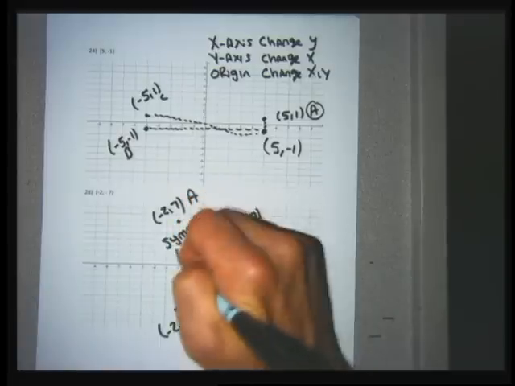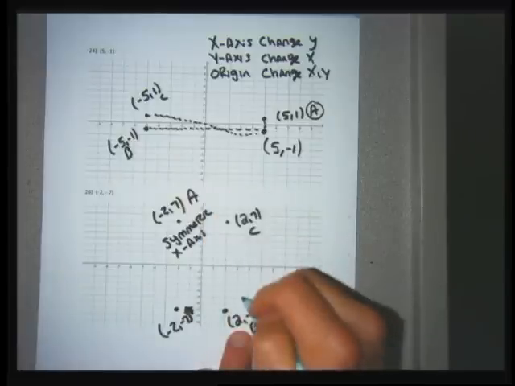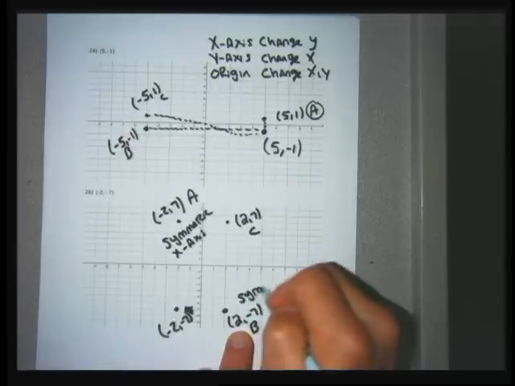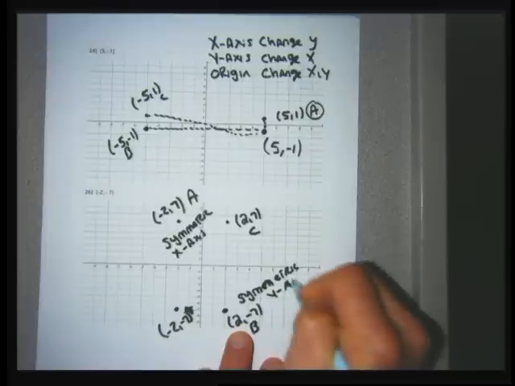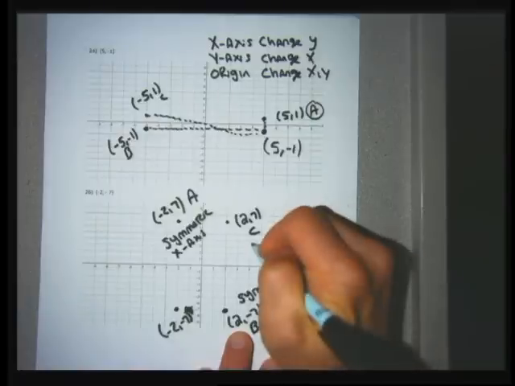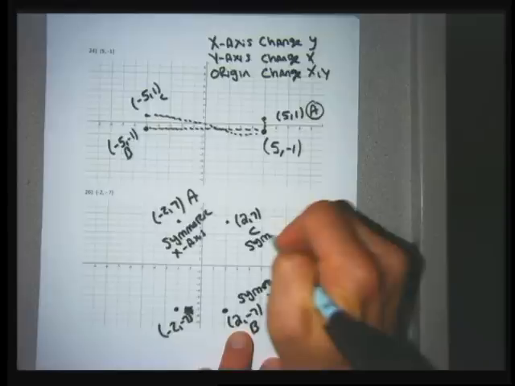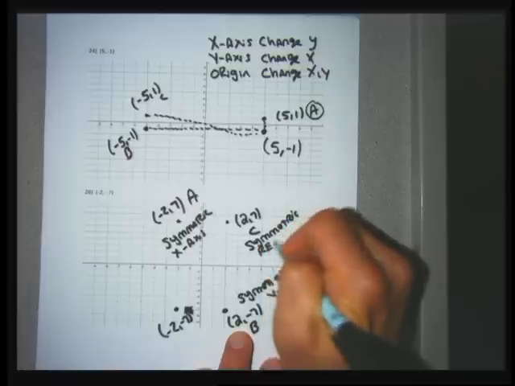So this point right here was symmetric with respect to the x-axis. This point compared to the original point is, I can't spell symmetric. So it's symmetric with respect to the y-axis. I can't spell that either. And then this point right here is symmetric compared to the original point with respect to the origin, or the point 0, 0.